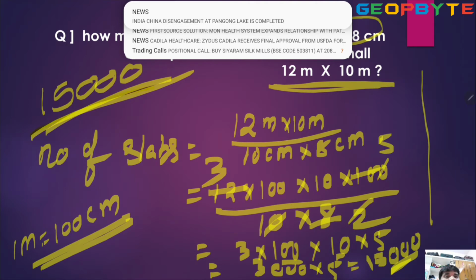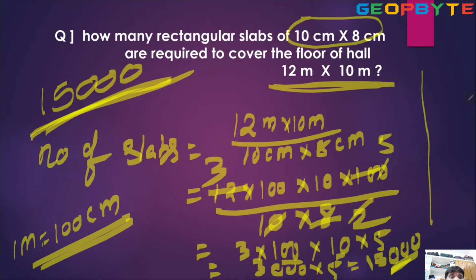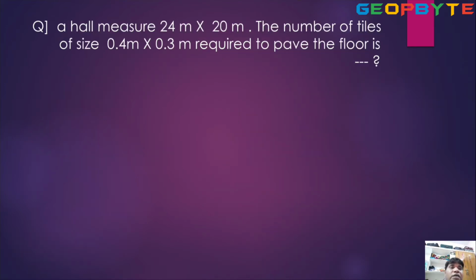Okay, this type of slabs. 1530. Got it? Once again, 12 meter and 10 meter. So 12 into 100 centimeter, 10 into 100 centimeter. Denominator 10 into 8. So 0, 0 cancel. 4 2's cancel, 4 3's cancel, 2 5's cancel. So 15 into 1000, simply 15,000. Got it? Next.